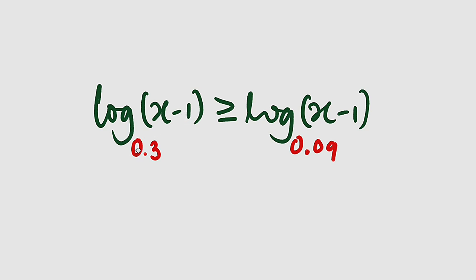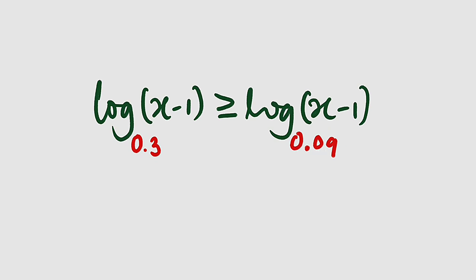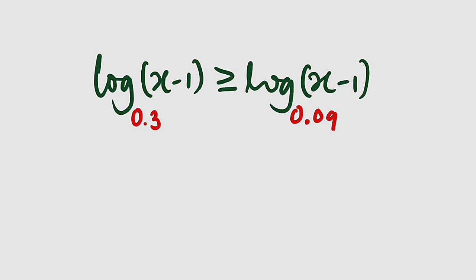Let us find a solution to this simple logarithmic inequality: log of x minus 1 with the base of 0.3 is greater than or equal to log of x minus 1 with the base of 0.09. Alright, let's get started. We're going to start with the domain.